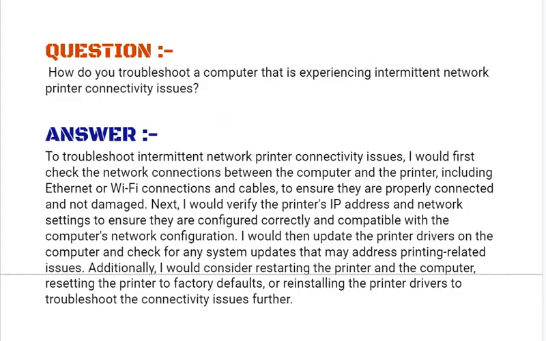Our interview question based on CompTIA A Plus Code 2 is: how do you troubleshoot a computer that is experiencing intermittent network printer connectivity issues? Your answer should be: to troubleshoot intermittent network printer connectivity issues, I would first check the network connections between the computer and the printer, including Ethernet or Wi-Fi connections and cables, to ensure they are properly connected and not damaged.